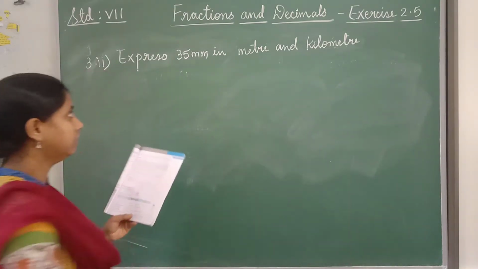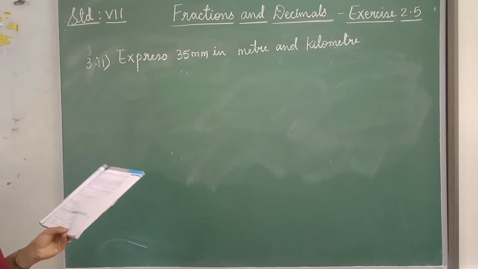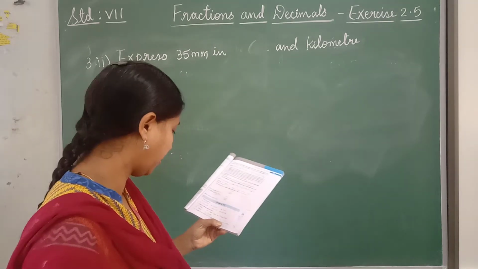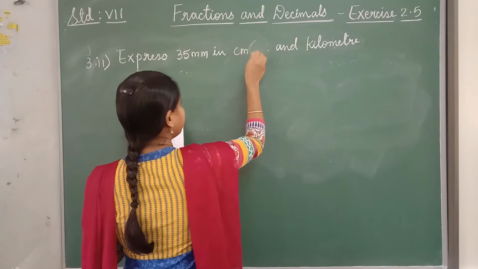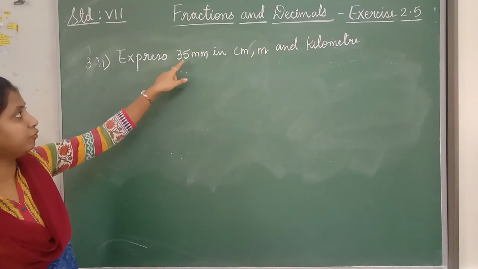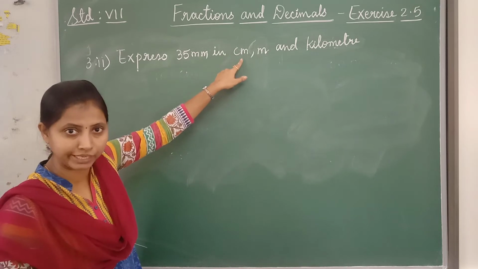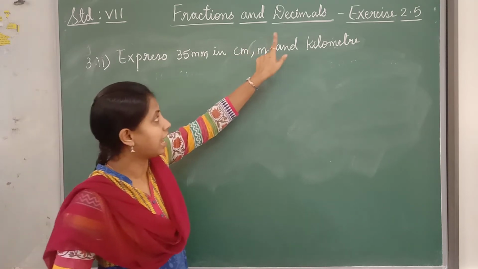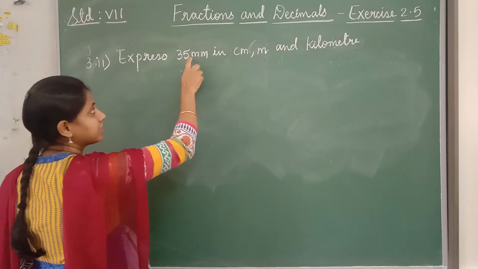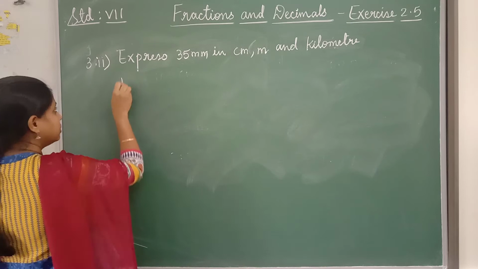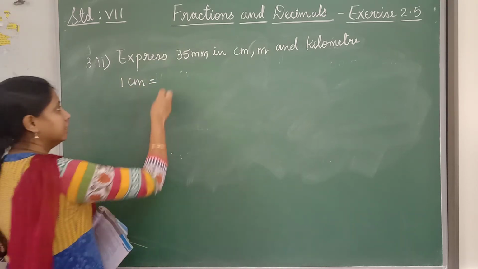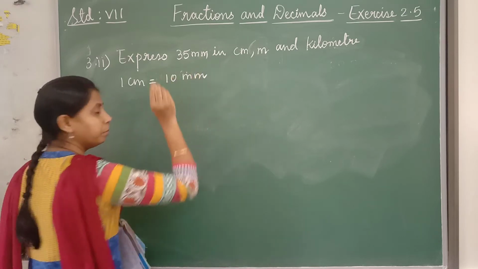You have to express 35 millimeter in centimeter, meter and kilometer. Express 35 millimeter in centimeter first, then in meters and then in kilometers. Firstly write, 1 centimeter is equal to how many millimeter? So 1 centimeter is equal to, children, 10 millimeter. Yes, it is 10 millimeter.